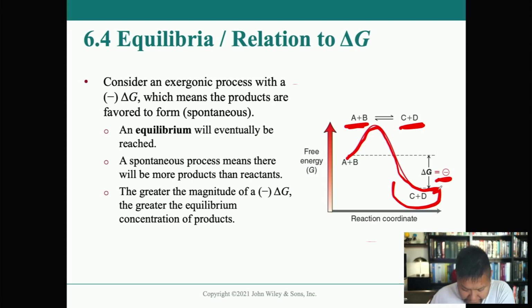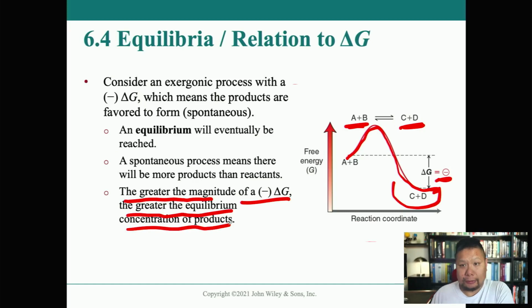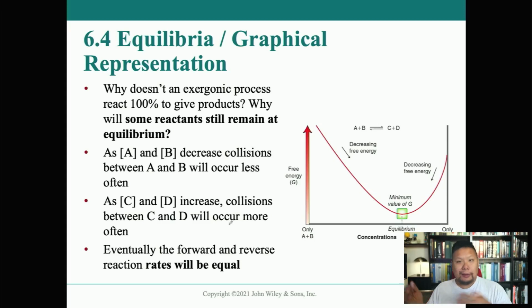So this is something you need to know, just before I move forward. The greater magnitude of the delta G negative means the greater concentration of the products in the equilibrium, right? Okay. Oh, I just did it again. Everything I just told you in the last slide is happening right now on this slide.